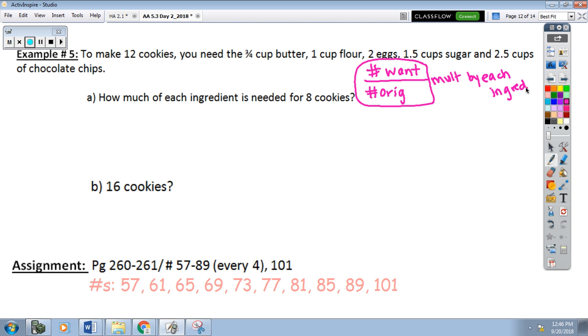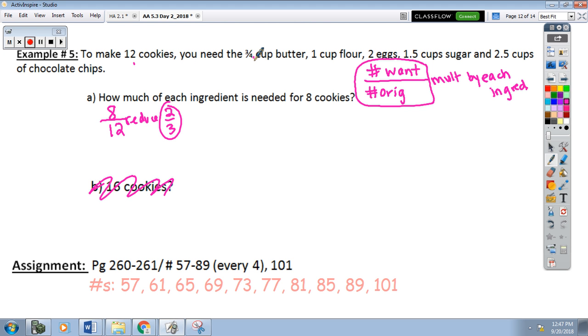So let's not do both examples. Do you want to do the 8 or the 16? It doesn't matter. The 8, okay. So just scribble out the 16. All right, so the number of cookies that we want is 8. The number of the original recipe was 12. So 8/12 is our scale factor, but personally, I don't like working with big numbers, so I would reduce this. What does it reduce to? 2/3.